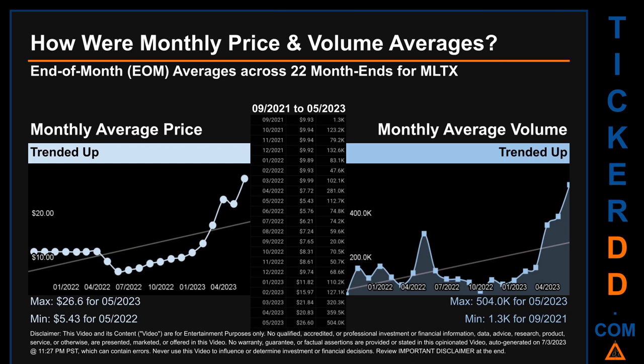Looking at volume, 05-2023 and 09-2021 respectively saw the highest and lowest monthly average volume at 504,000 and 1.3 thousand.